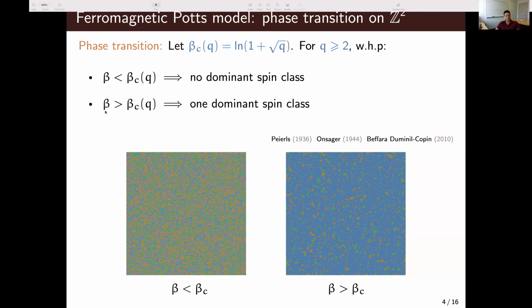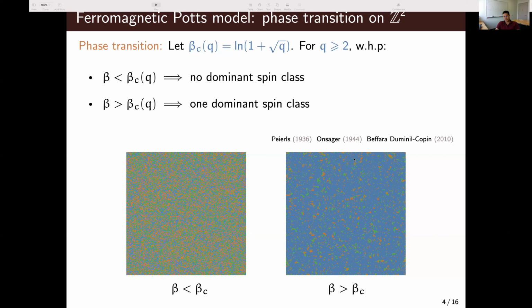But if we take beta to be larger than beta critical, then there is one dominant color class or spin class. So for example, a sample will look something like this, where there is one dominant color, in this case the blue one, and then here we have long-range correlations. So vertices that are far apart from each other will exert influence on each other. Okay?